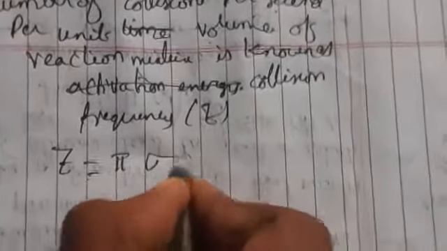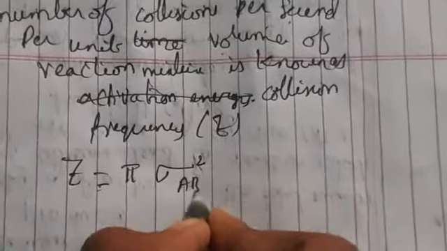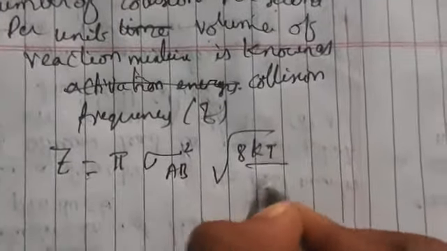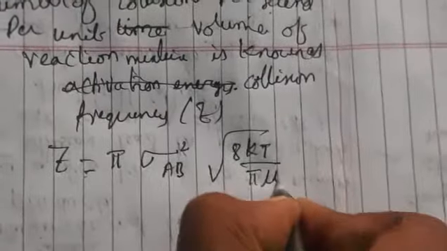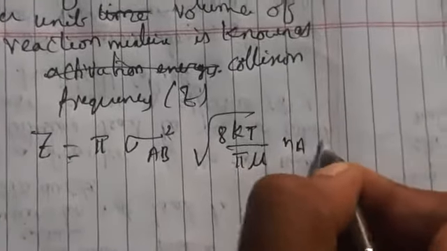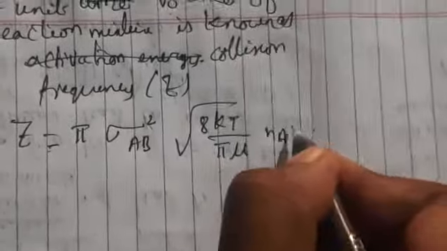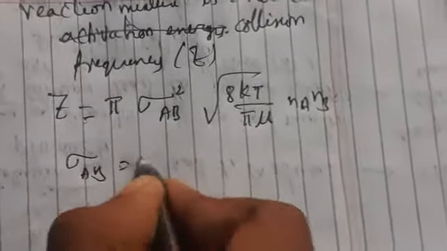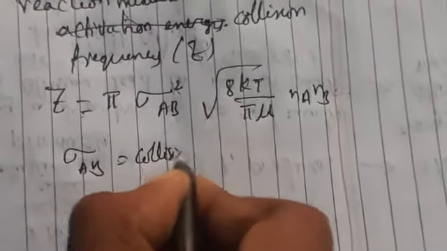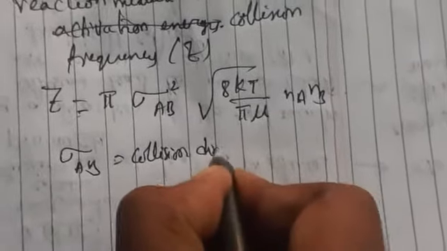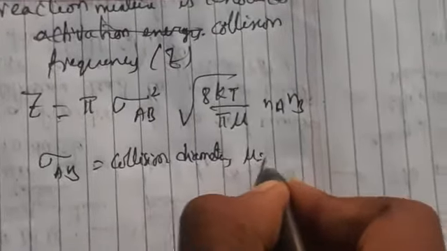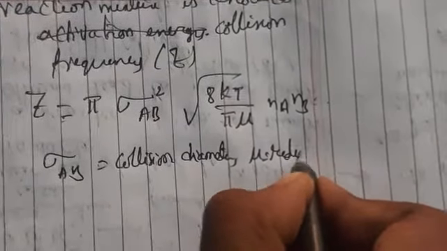That is, Z is equal to pi into sigma square AB, root over 8kT by pi mu, NA NB. Okay, so what does this mean here? Sigma AB indicates the collision diameter, where mu indicates the reduced mass.